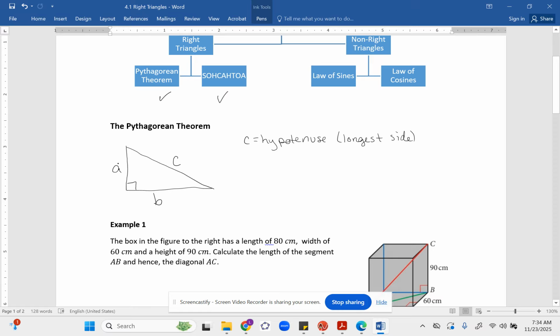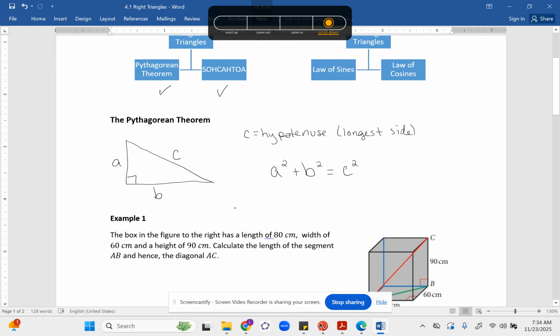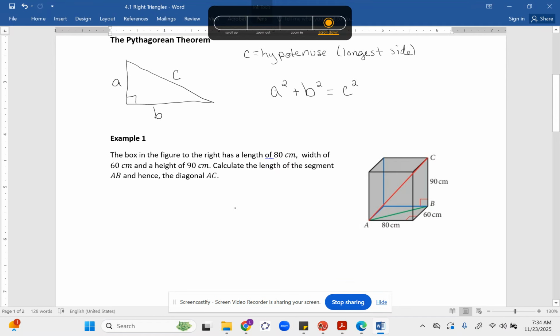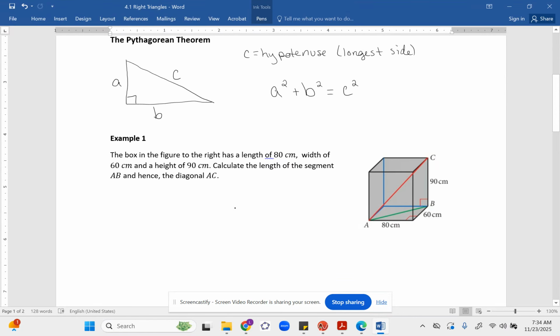A and B are called the legs. It doesn't matter which one you label A and which one you label B. And we know that A squared plus B squared is equal to C squared, as long as C is the hypotenuse or the longest side. That is the Pythagorean theorem. All right, so let's look at an example. We'll go through this fairly quickly because students are generally pretty good at Pythagorean theorem.